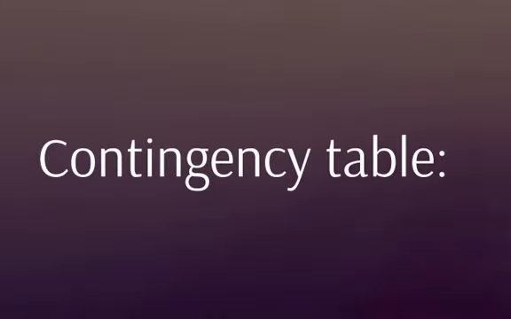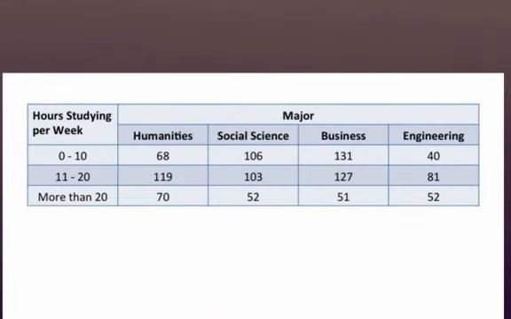Remember what I said, every time you'll have a problem like this, you will be given a contingency table. The contingency table looks like this. In this table, the numbers that are identified are called observed frequencies. Those are counts. For example, in the category of humanities, there are 68 students that reported studying between 0 and 10 hours. So that's a frequency, that's a count, that's a number of students. It's the same for all of the other cells.